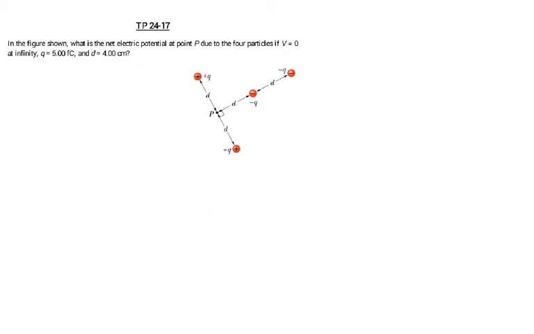All right, it's time for the solve step. Now, we're probably going to need to number our charges here. So I'm going to go with charge number 1, charge number 2, charge number 3, and 4. And that will help us differentiate all of our particles as we get the net electric potential.